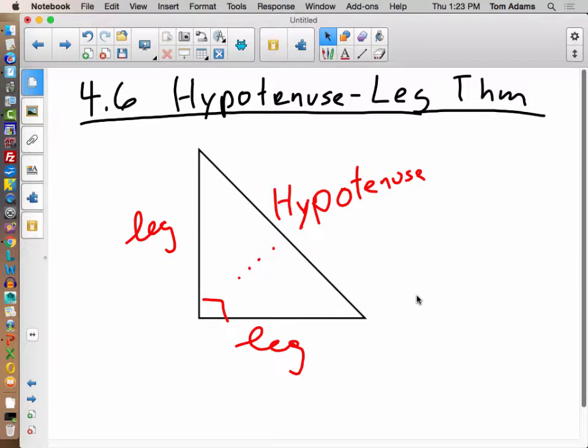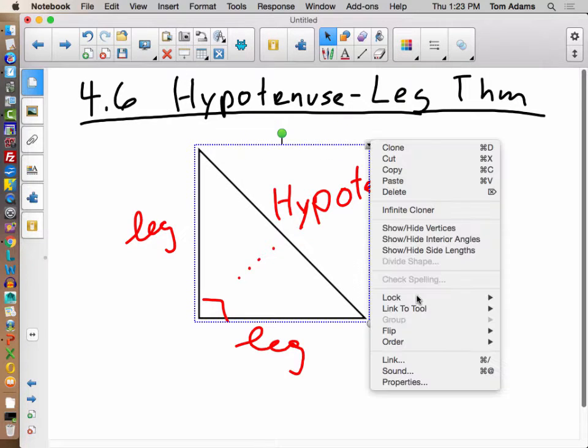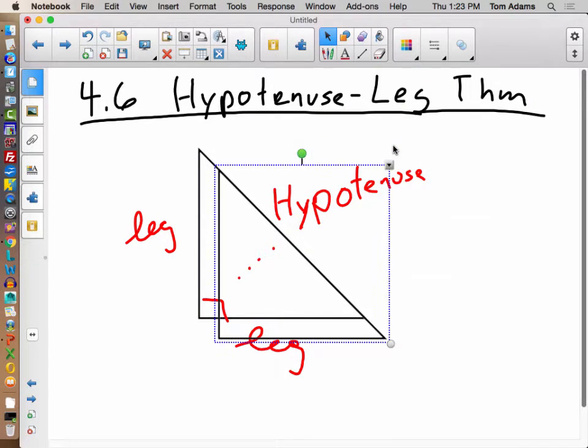All right, so today we're going to talk about the hypotenuse leg theorem. Basically, on a right triangle, there's the hypotenuse, which is across from the 90-degree angle, and then the other sides we call legs. Now, the hypotenuse leg theorem is basically this.